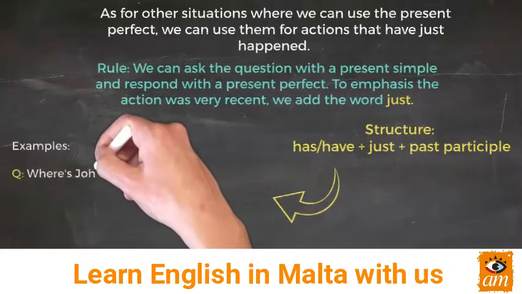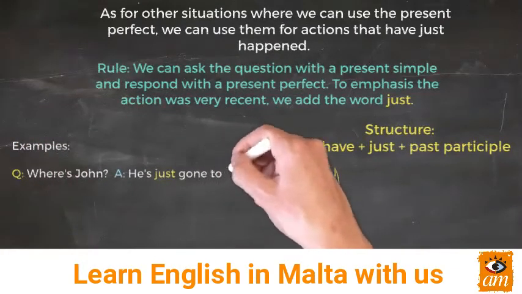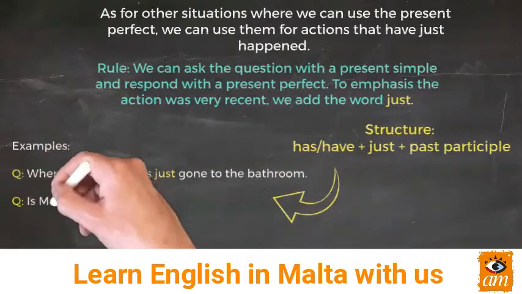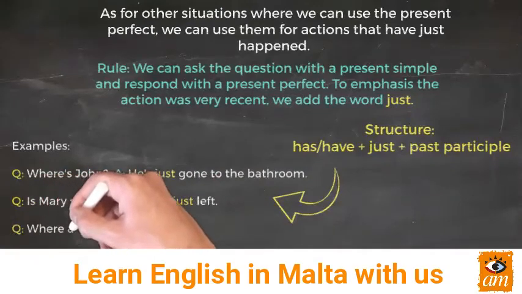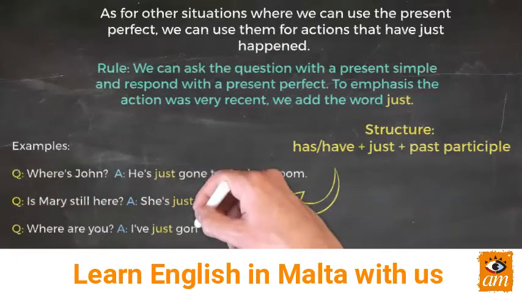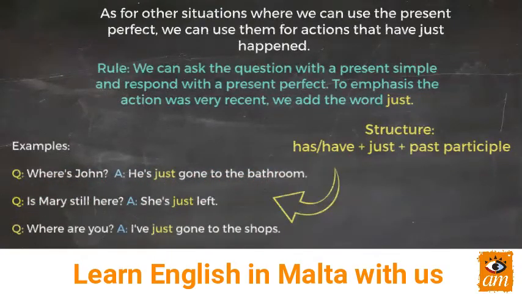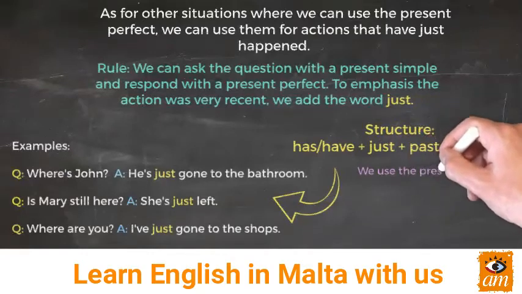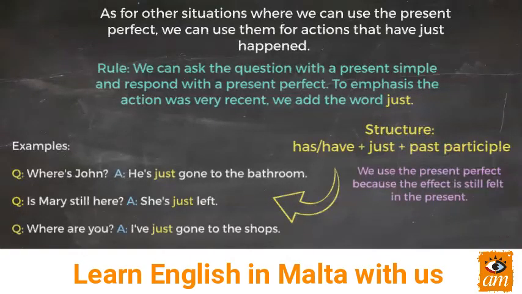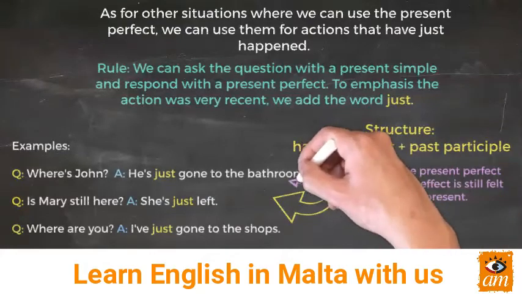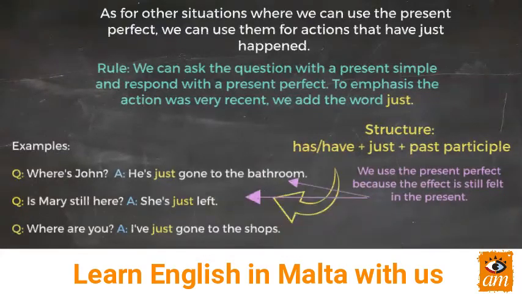Examples: question, where's John? Answer, he's just gone to the bathroom. Question, is Mary still here? Answer, she's just left. Question, where are you? Answer, I've just gone to the shops. We use the present perfect because the effect is still felt in the present, as shown by these 3 examples.